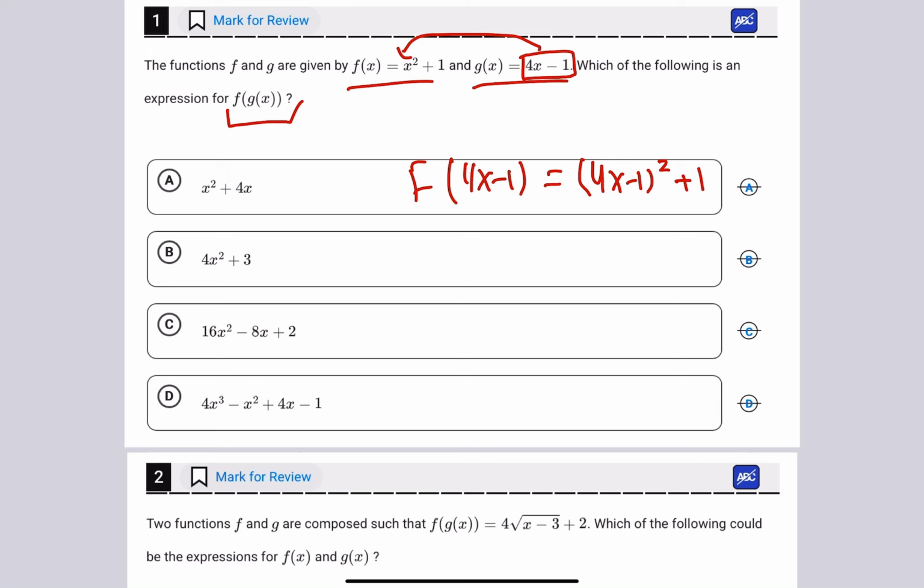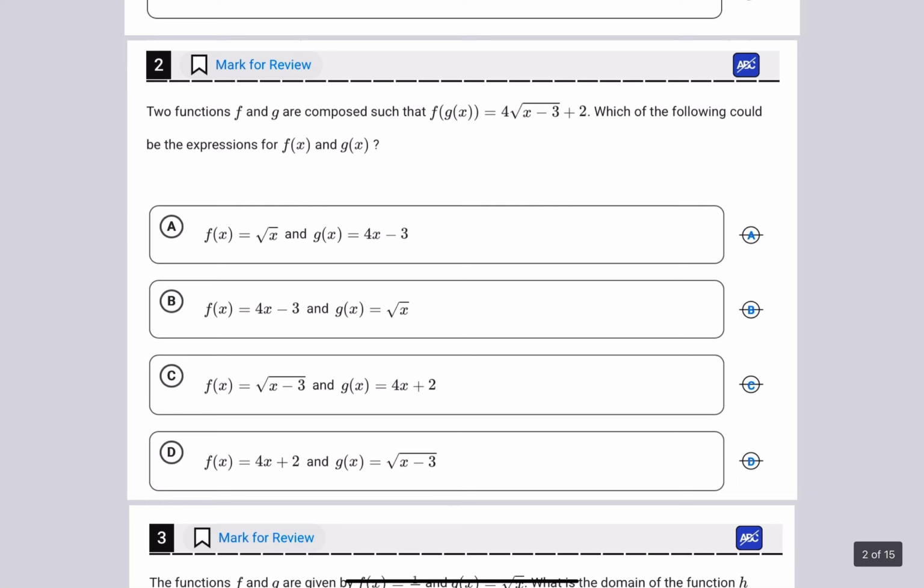If you do the math, I would assume you're going to be left with option C, which is, I believe, the correct answer. Negative 8x plus 1. Yes, that's it. Okay.